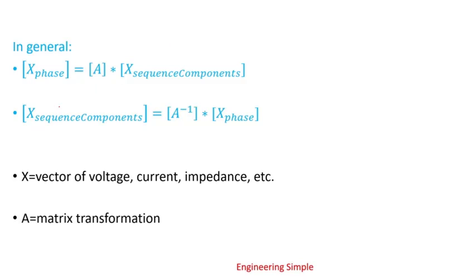So in general, if you have a vector of phase quantities, it will be equal to matrix A as defined in previous slides times the vector of the sequence components. Then this vector of the sequence components is equal to the inverse of matrix A times the vector of phase quantities. X is a vector that can be voltage, current, and so on and so forth. A is just a matrix of transformation.